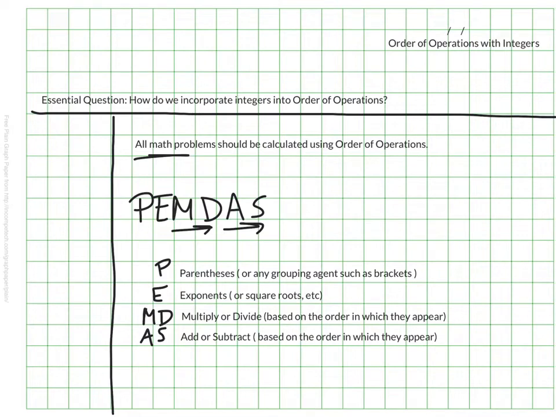We do this no matter what, but now we're just going to be more formally incorporating integers, now that we've worked with them a little bit in isolation. We're just going to throw them into some larger multi-step problems.